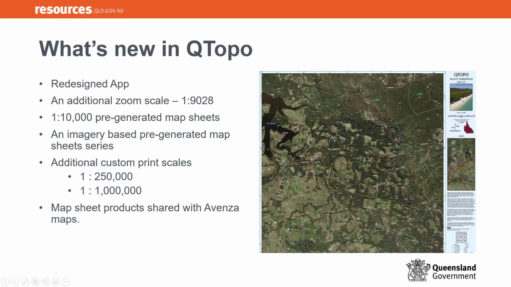1:250,000 and 1 million map scales have been added to the custom print function. Lastly, users requested our map sheet series to be added to a Avenza map library. This is particularly useful for offline use, as our map sheets are licensed under Creative Commons. We were happy to oblige.